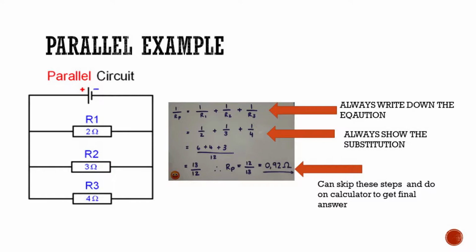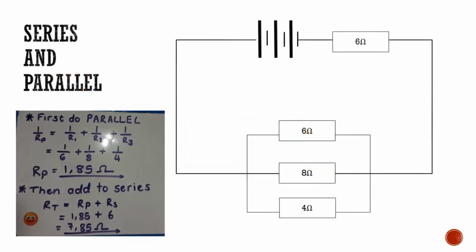Then you have to show the substitution. So you have to write in this example 1 over 2 plus 1 over 3 plus 1 over 4. Then you can skip those steps because I know you can do the rest of it on your calculator. But it's very important you then say R parallel is equal to, and the final answer here is 0.92 ohms. Just remember, if there's a circuit that has both a series and a parallel combination, you need to do the parallel combination separately on its own. Mathematically, this is correct. So for this example, it's 6, 8, and 4. We'd get the total parallel combination as 1.85.